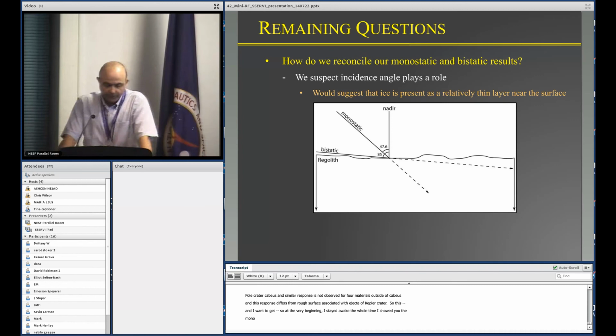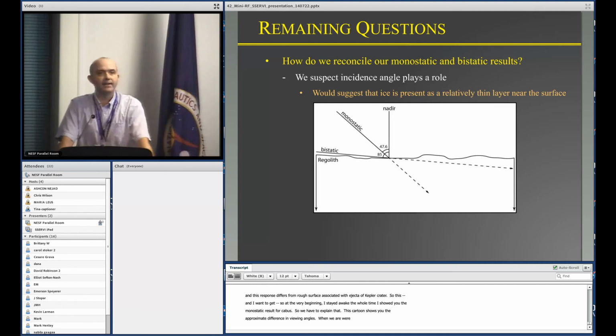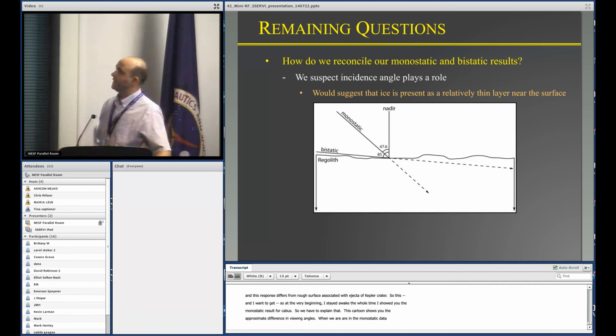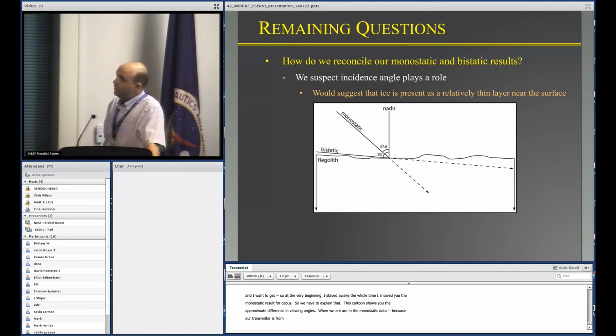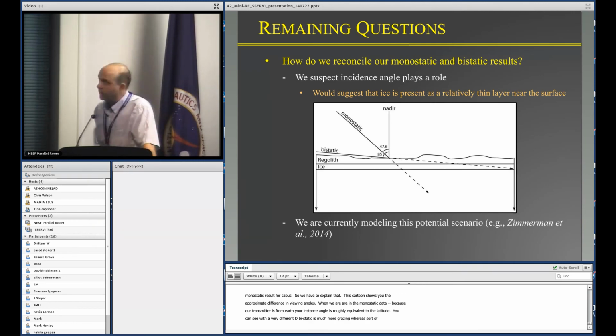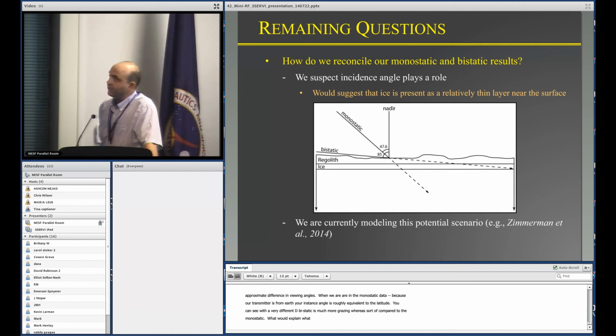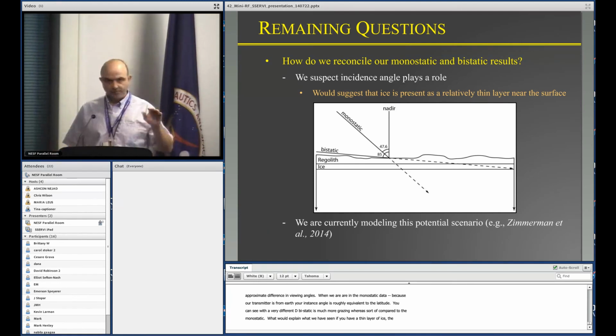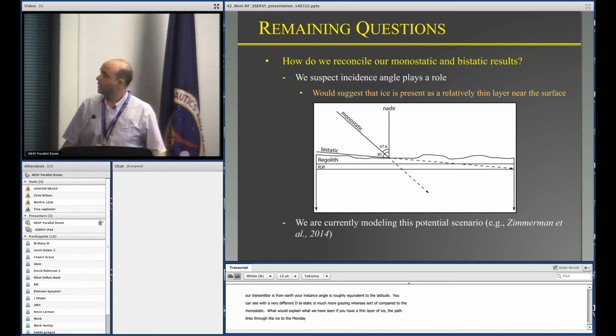So this, and I want to get, so at the very beginning, those of you that have stayed awake the whole time, I showed you the monostatic result for Cabeus and the fact that we didn't see elevated CPR. So we have to explain that. This cartoon shows you the approximate difference in viewing angles. In the monostatic data, we were pointing out with an incidence angle of about 48 degrees, whereas now, because our transmitter is from Earth, your incidence angle is roughly equivalent to the latitude. So you can see that our bistatic view is much more grazing compared to the monostatic.